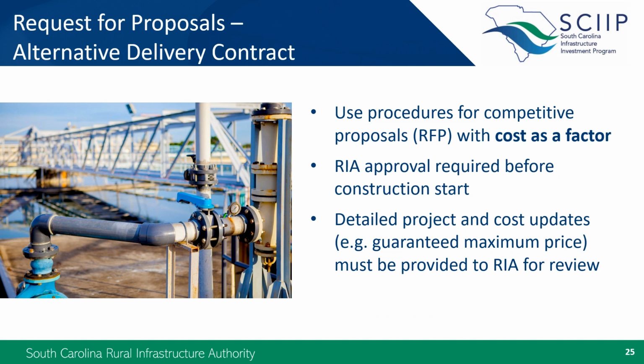Federal standards require the use of a competitive request for proposals when procuring an alternative delivery contract. Cost must be a selection factor in that RFP. Construction should not begin on an alternative delivery project until RIA has approved the use of this method and the procurement process. If you've already entered into an alternative delivery contract for a SCIIP project, you should contact your grant manager as soon as possible to discuss.